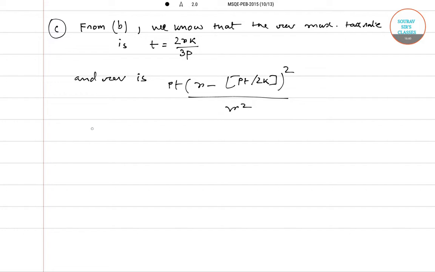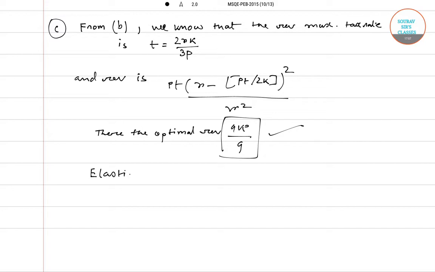So therefore the optimum revenue will be what? Therefore the revenue will be 4k by 9. So the optimal revenue will be 4k by 9. Therefore the elasticity of tax revenue with respect to p will be equal to 0. So what we have to remember is that the elasticity of tax revenue with respect to p will be equal to 0.